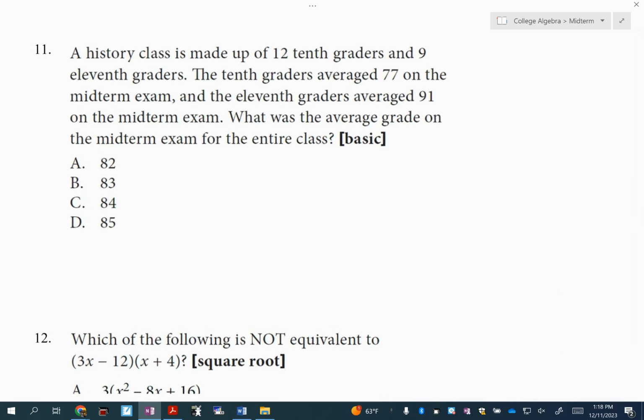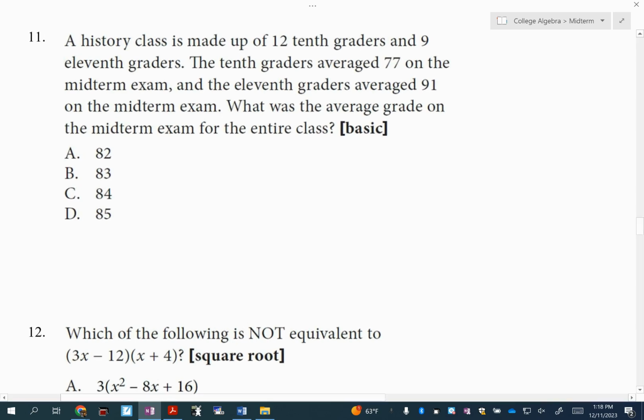All right, so we have a history class is made up of 12 10th graders and 9 11th graders. The 10th graders have an average on the midterm, 11th graders also have a different average. What would be the average if you would look at the entire class together?